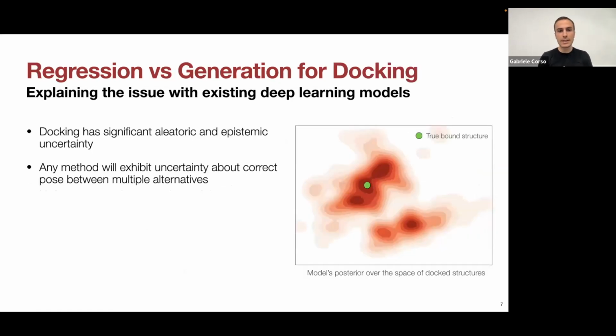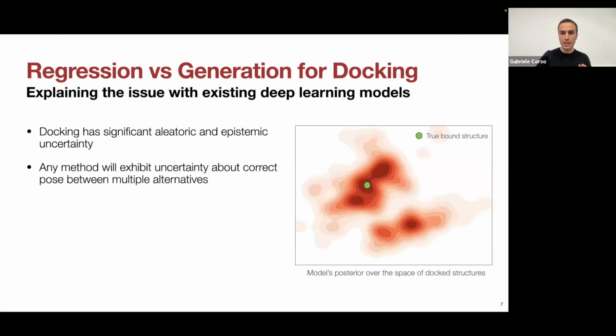The problem is that with docking, the distribution that we obtain, our posterior distribution of our model, is very much multimodal. And this is for multiple reasons. In general, the reason is that there is a lot of uncertainty. This is both aleatoric uncertainty, because maybe there are multiple binding sites in the protein, and epistemic uncertainty, because docking is a very complex task for any method. So it's going to be undecided between multiple poses that might be in completely different points of the protein or with completely different poses of the molecule.